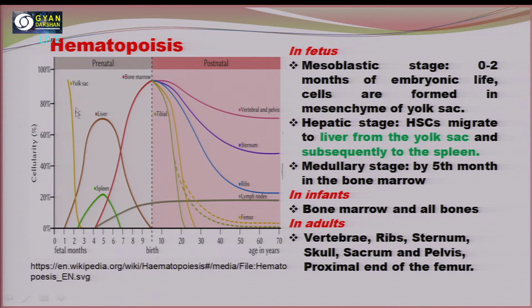It starts the maturation of the B cells and T cells. It will form in the yolk sac after 2 to 3 months, and it is divided into three main stages. In the first stage, 0 to 1 month of embryonic life, cells are formed in the mesenchyme and yolk sac. So it will start from the yolk sac and take 2 to 3 months.